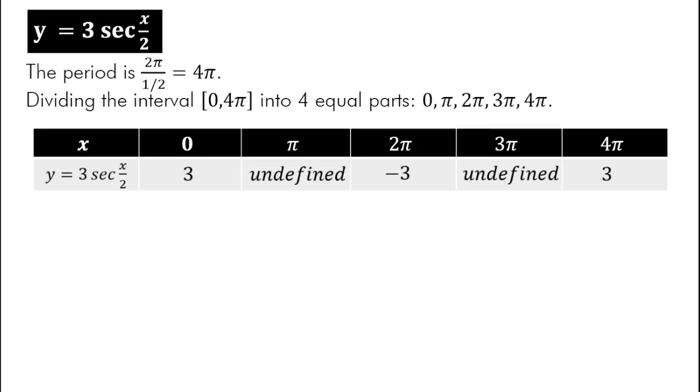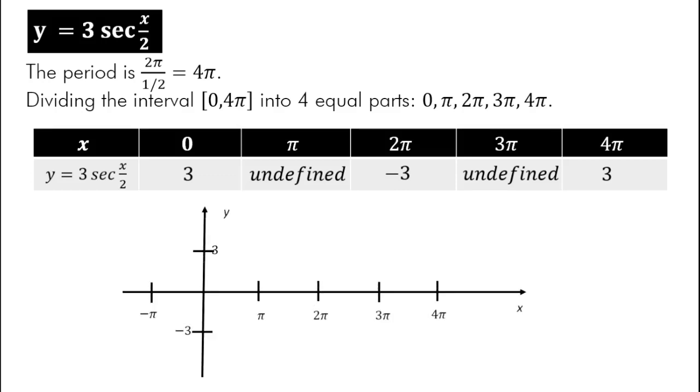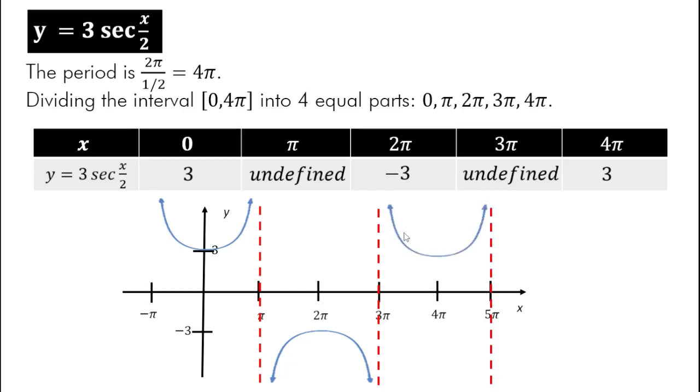Then let's graph it. So remember its nature, the graph of our secant function here. As you can see, pi and 3 pi will become our asymptotes. And then we have here 0, 3, so it will approach like this. And then 2 pi, negative 3 will have this. And for 4 pi, comma 3 will have this. Let's just extend it until 5 pi so you can see the whole graph. As you can see here, it only approaches the vertical asymptotes.